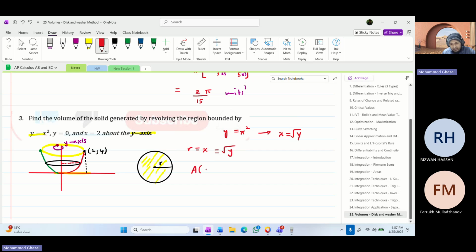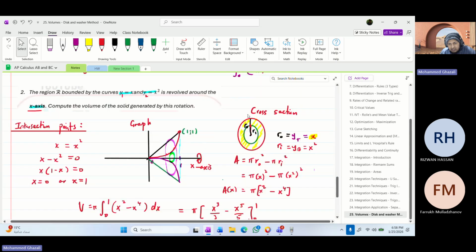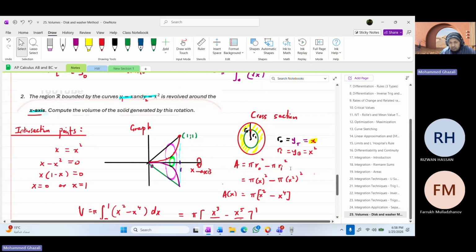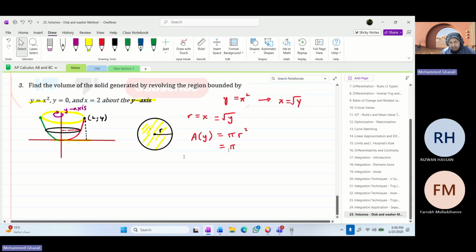So now you're going to have area in terms of y, which is pi r squared. What's the area of a circle? Pi r squared. Because you are doing a rotation, it's always going to be pi r squared. When we're doing washers, it's like taking the area of the bigger circle minus the area of the smaller circle.